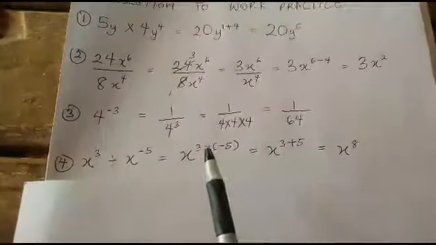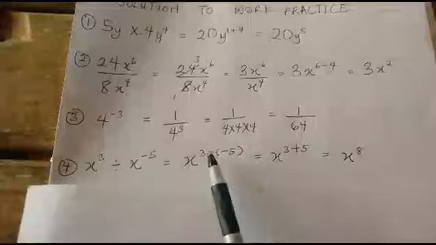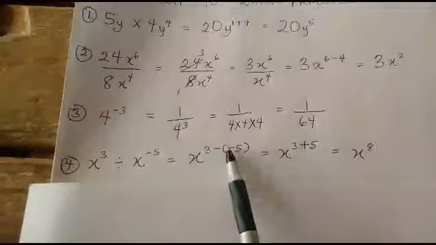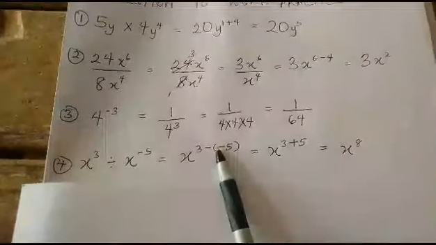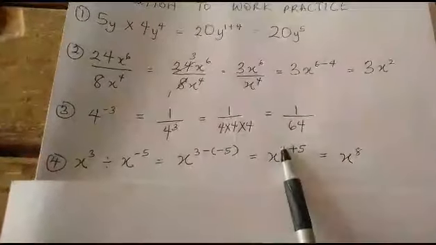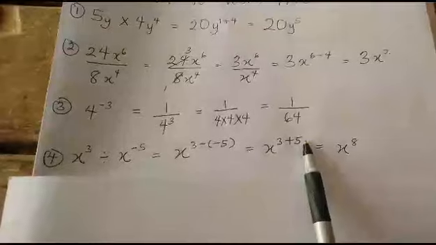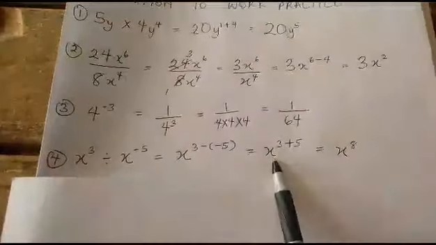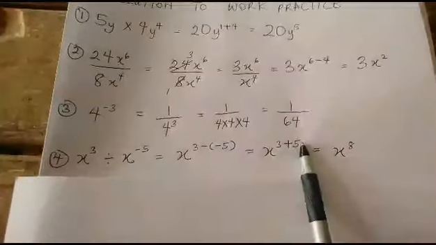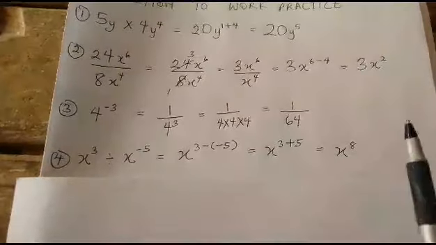Now, you realize from here that two signs are beside each other. What you need to do to signs that are beside each other is multiply the signs. So that means x raised to power 3, minus times minus will give us plus 5. So we have x raised to power 3 plus 5, which is 8. x raised to power of 8.